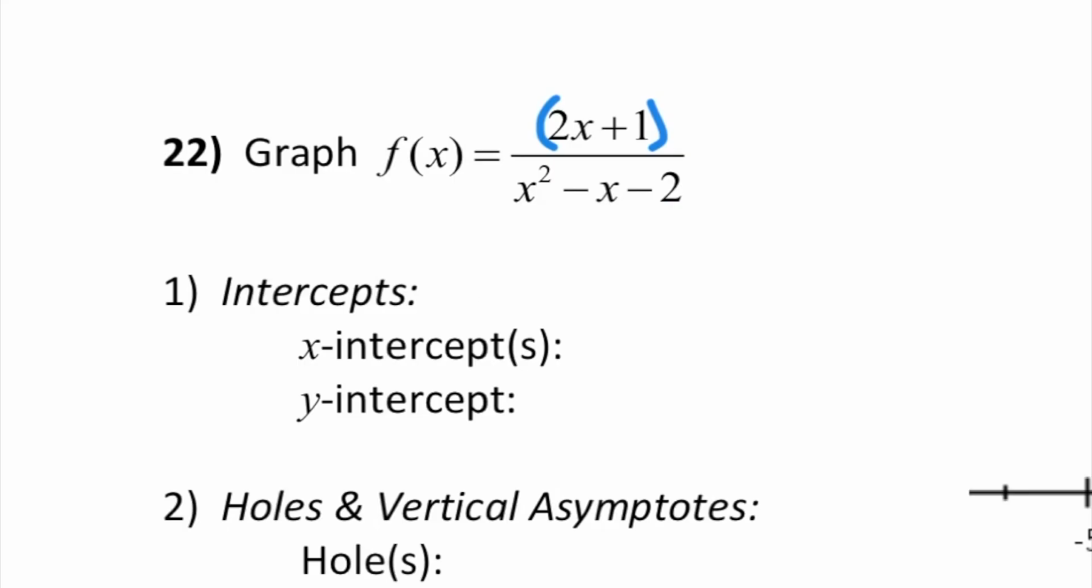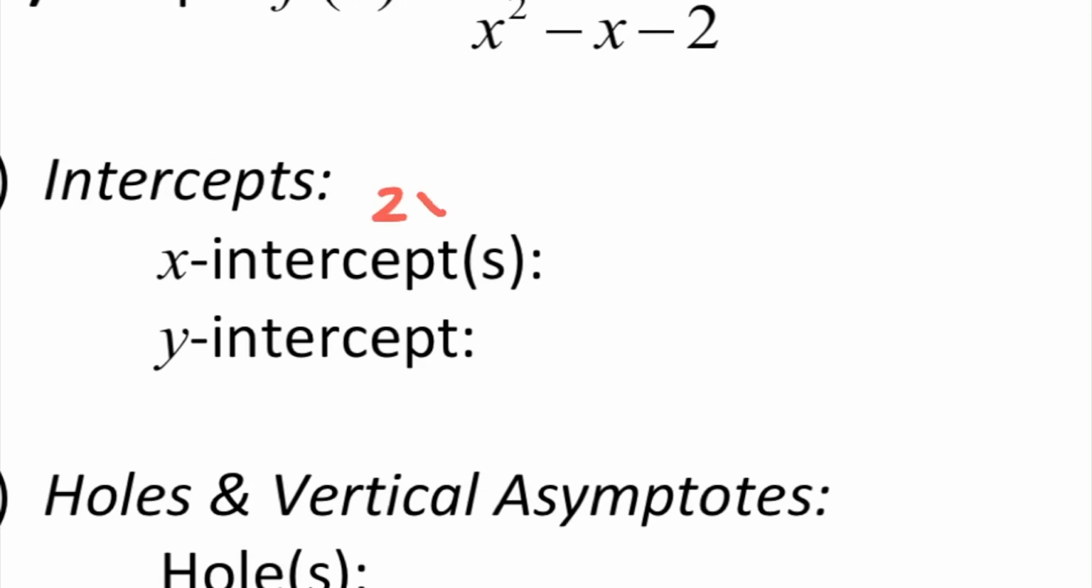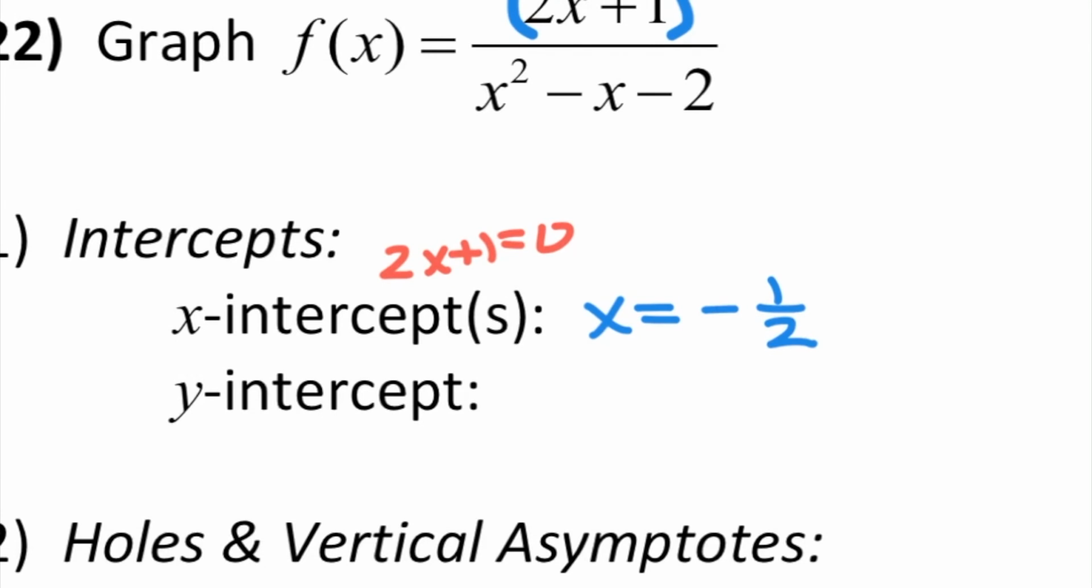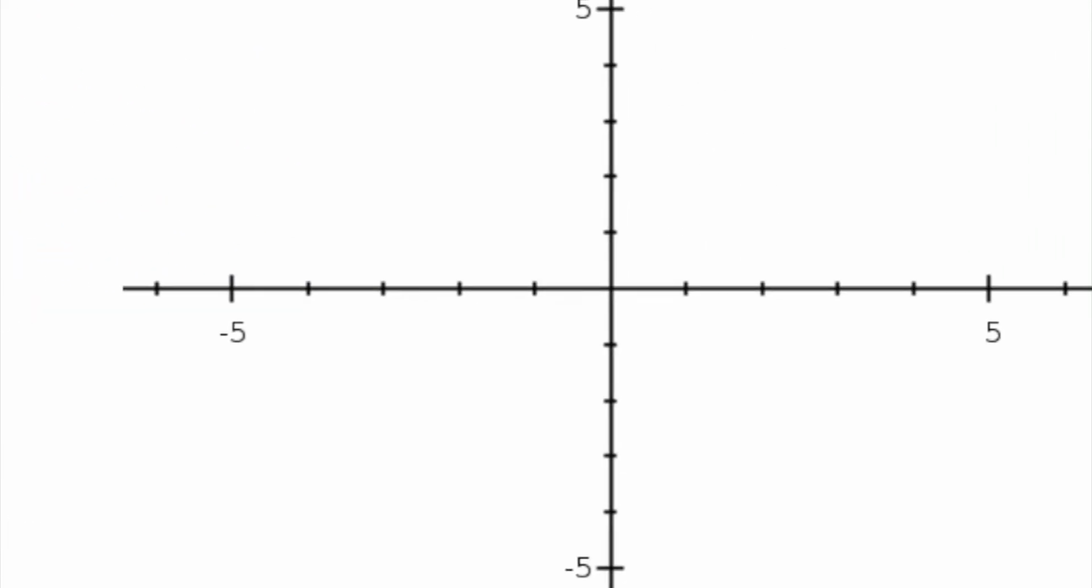Let's answer the questions algebraically. Remember that for the x-intercept, you set the numerator equal to 0. So here I'm going to say 2x plus 1 equals 0. And so my x-intercept is x equals -1/2. And my y-intercept, I'm going to remember that I'm looking at just the constant term of the numerator and the constant term of the denominator. So the y-intercept is -1/2 again. And I'm going to graph those 2 points over here. So -1/2 and -1/2.